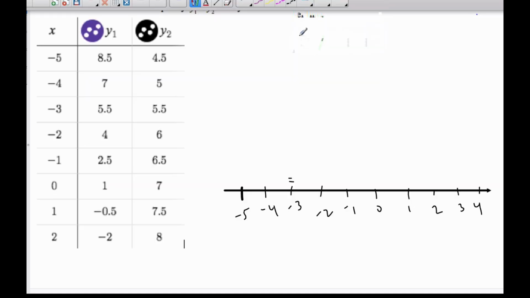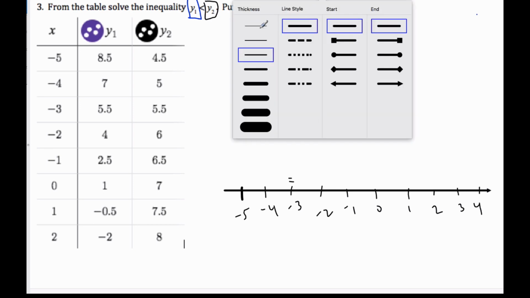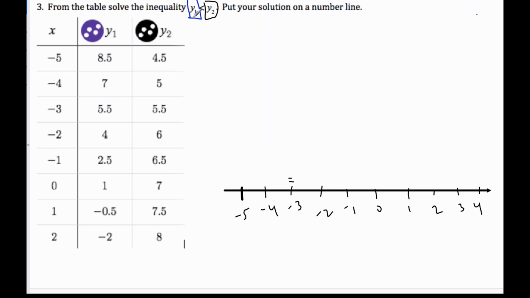Okay, so now here's another scenario. Now we have a table to look at. But again, we have y1, which I'll call blue, which I know is purple, but I don't have a purple pen, so we'll call it blue. And we have the black values here for y2. This is saying when are the y1 values, the blue values, smaller than the black values? So if I look here at x being negative 5, is 8.5 smaller than 4.5? No. So I'm going to put an x here, false statement.